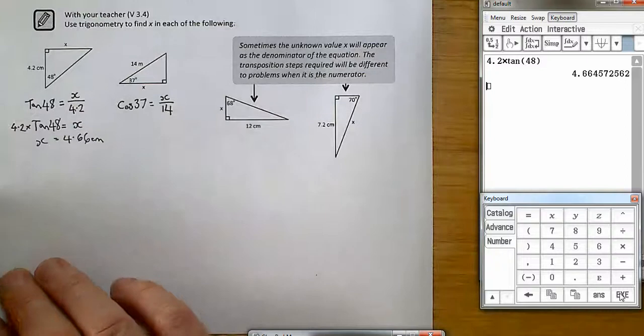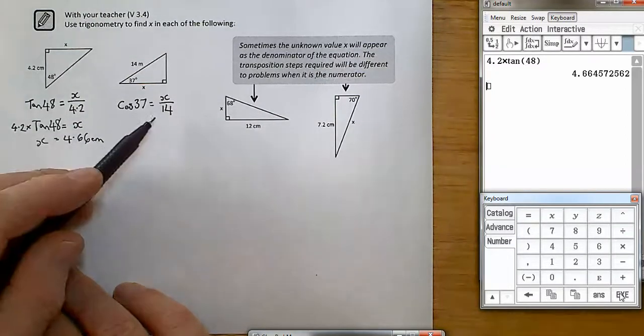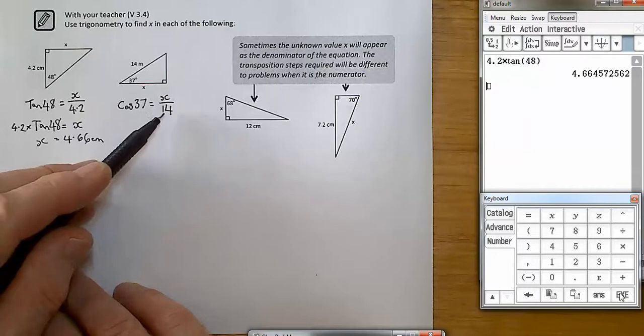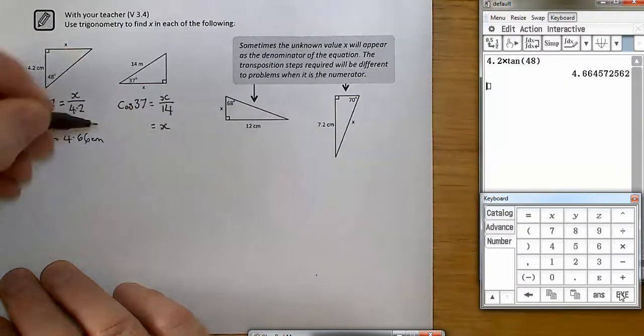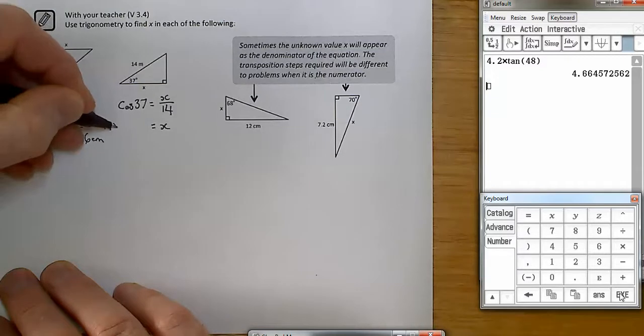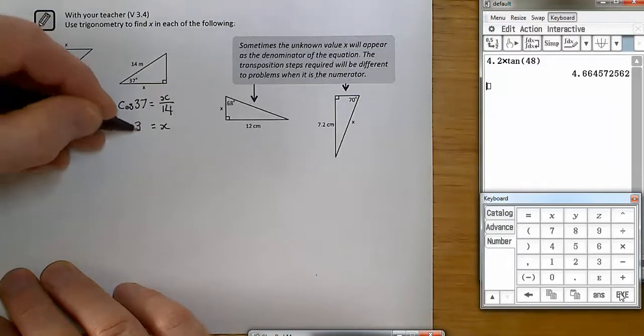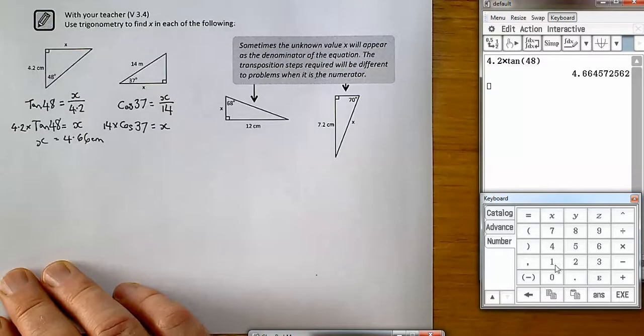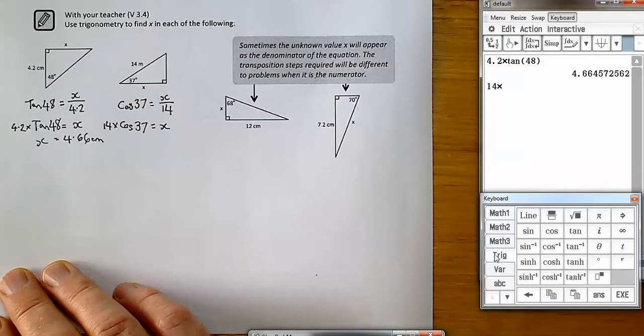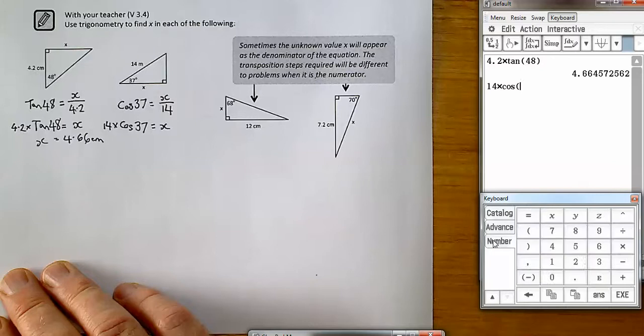Now I have to rearrange this to make x the subject. At the moment I've got x divided by 14, so if I times this side by 14, I'll just be left with x. But I also must times this side by 14, so 14 times the cos of 37 will equal x. And now I go to my calculator. 14 times trig functions, the cosine of 37.